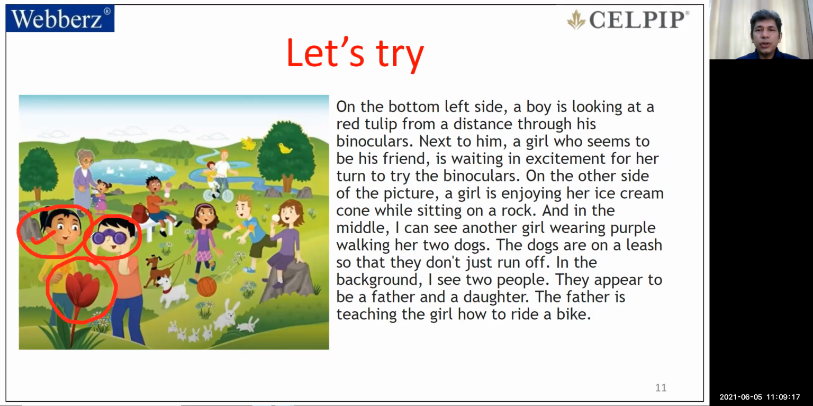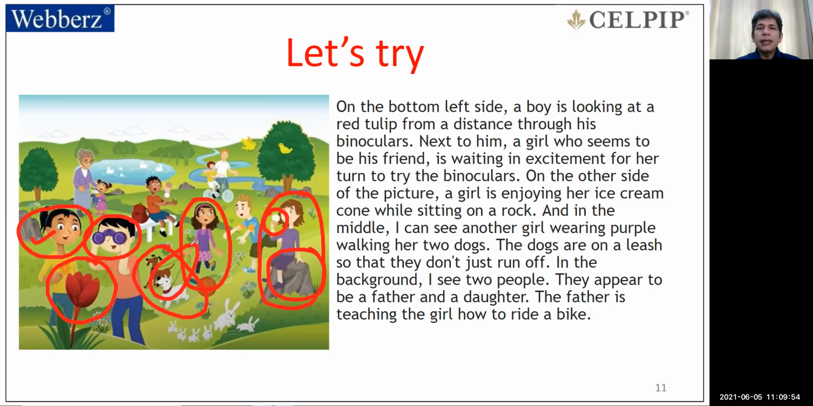On the other side of the picture, a girl is enjoying her ice cream cone while sitting on a rock. So this girl is enjoying her ice cream cone while sitting on a rock. And in the middle, I can see another girl wearing purple walking her two dogs. So this girl is wearing a purple dress and she's walking her two dogs. And these two dogs are leashed. The dogs are on a leash so that they don't just run off.